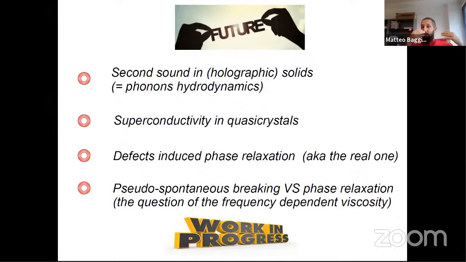And since it becomes like a fluid, what you see is a second sound, like in a superfluid. This is observed in systems with very high anharmonicity. So it would be very nice to understand this from the point of view of symmetries. What does this mean from the point of view of symmetry, and what is the requirement for a second sound, both in holography and in EFT?